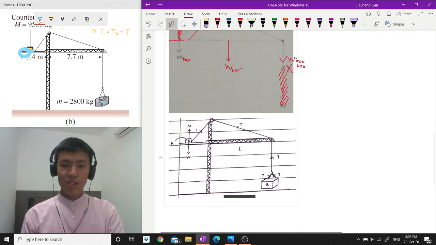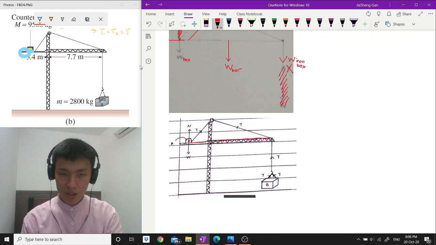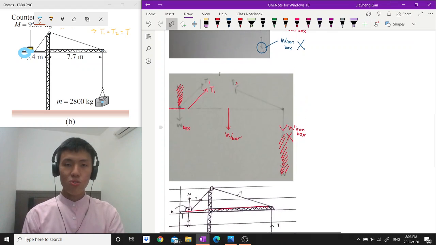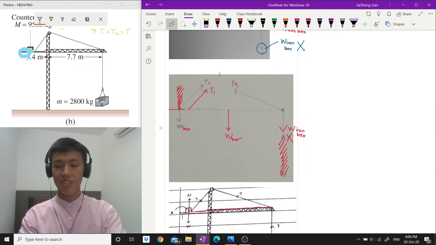This one, I include this picture just to tell you that you don't need to draw so nicely. Okay, you represent the object with a single line. That's it. Then the rest is just like up there. Okay, so that's it for FBD number 4. Sorry that it's a bit messy. Thank you.